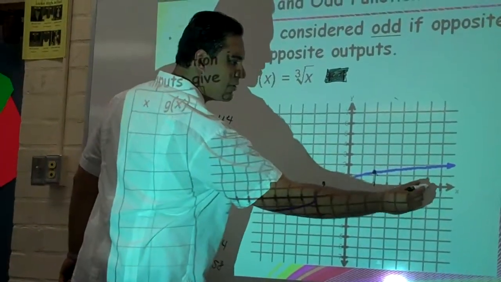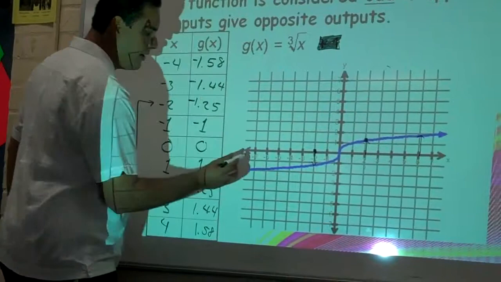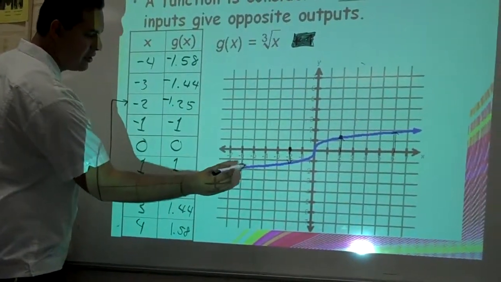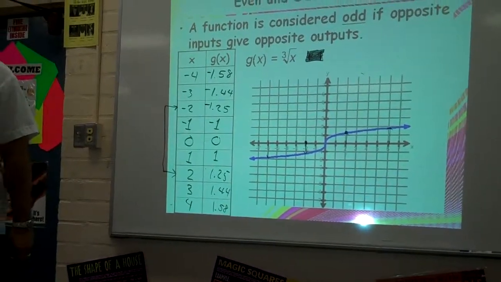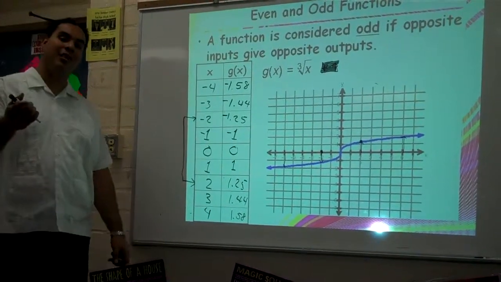If I go all the way to 6, that's about 1.8, 1.9. If I go over here to negative 6, that's about negative 1.8, 1.9. So that would be considered an odd function. And that's an example of an odd function.